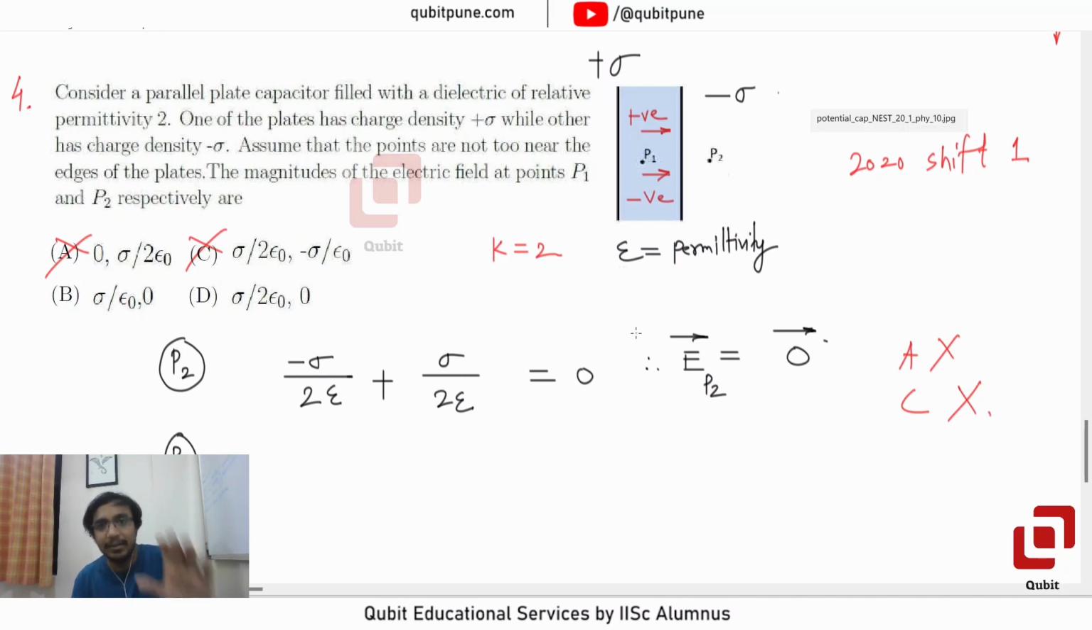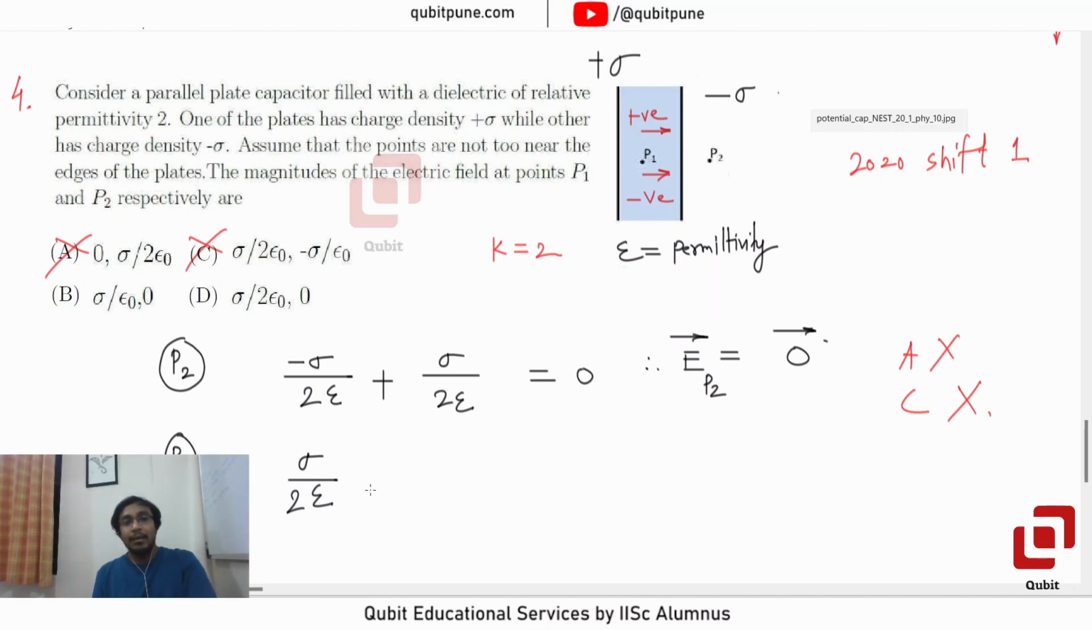Let me repeat. Consider the left plate to be positively charged, so the field due to that will be away from it. Consider the right plate to be negatively charged, so the field will be directed towards it. You know the formula now? We know the formula. It is sigma by 2 epsilon naught.